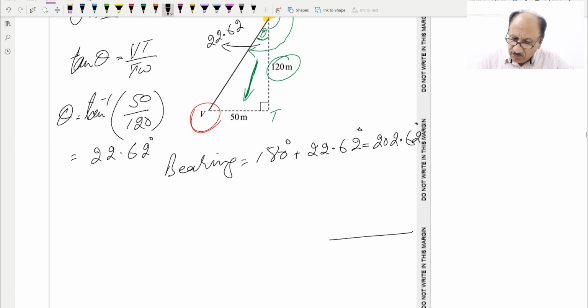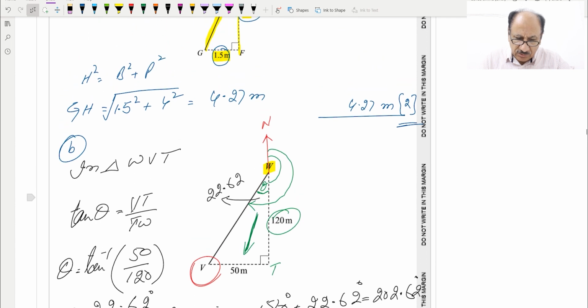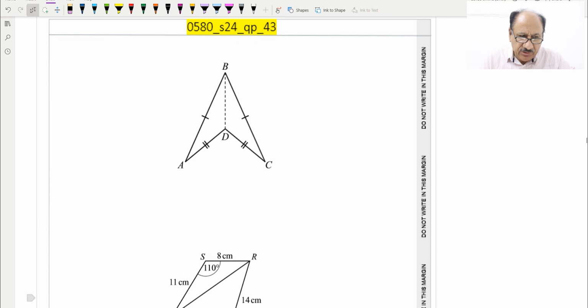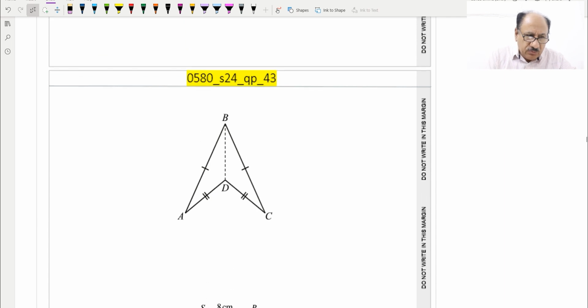At the proper location we can provide the answer, 202.62 degrees, and keep in mind this is a 3 marks question which we have done. Hopefully you understood this. This was a simple, straightforward question. And for the C part, we can go through the C part as well, and the C part is this one. The diagram is provided. This is the C part, and the diagram is not to scale.